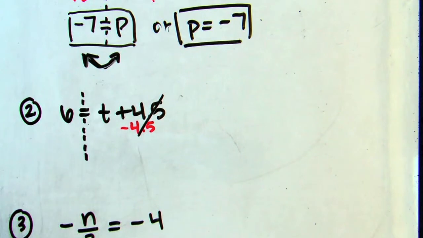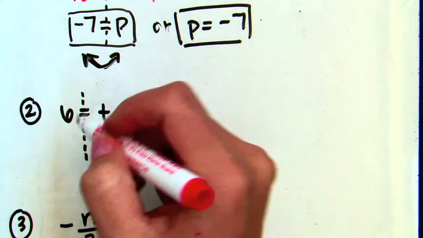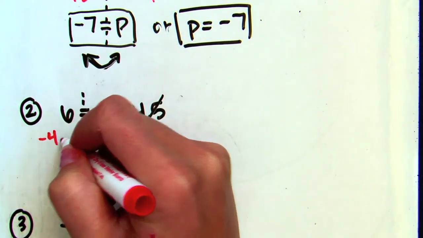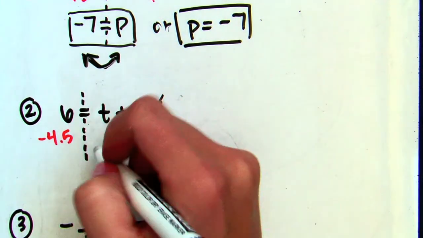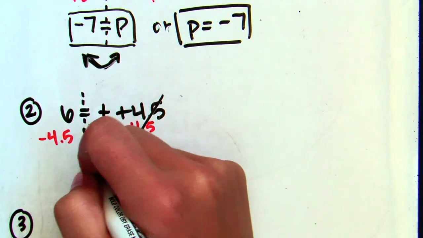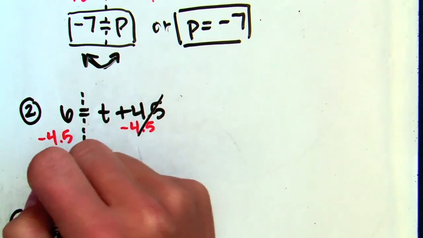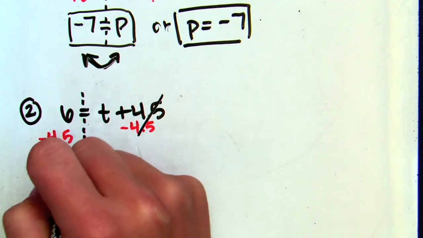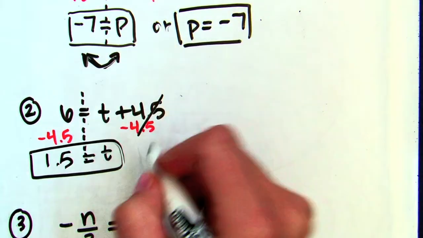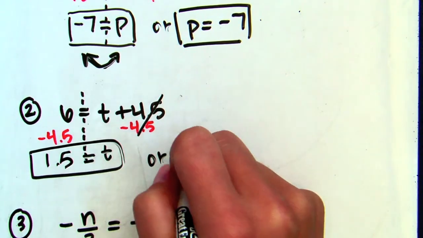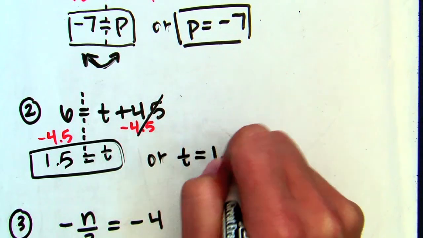Now if we do this to one side, we have to also do it to the other. So we minus a 4.5. And we have t left on this side, because this cancels out. And on the left side, we have a positive 1.5. Again, if you like your variable on the left side, you can also say t equals 1.5.